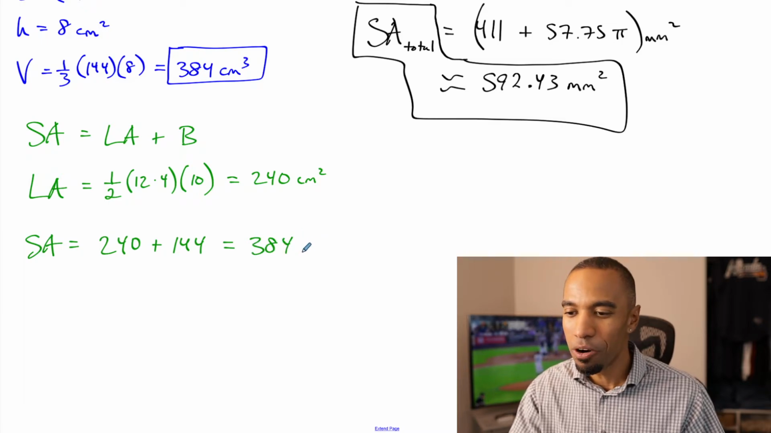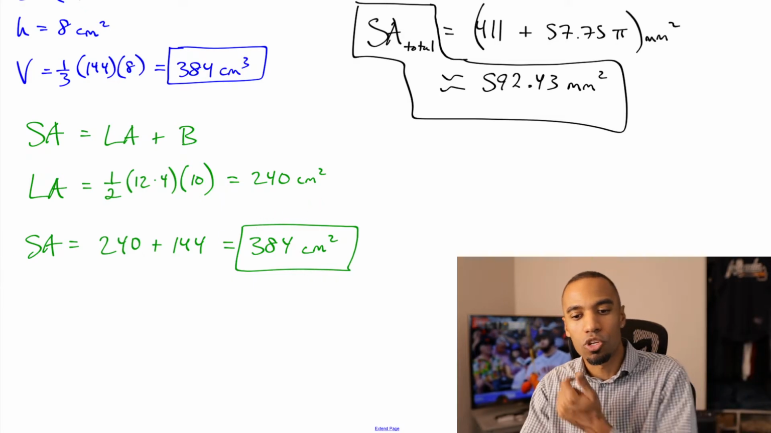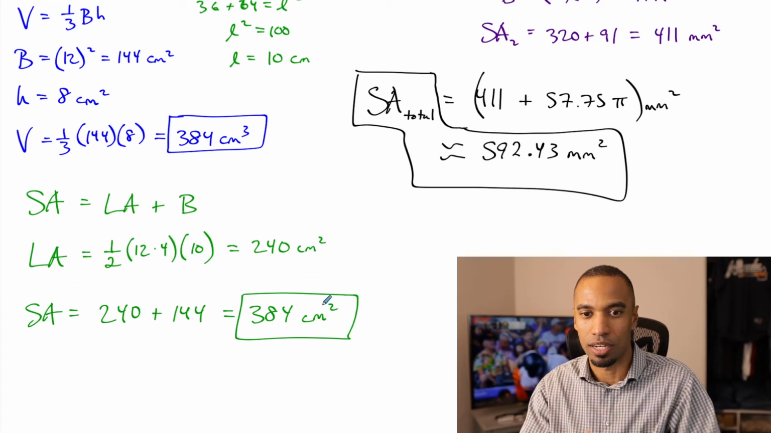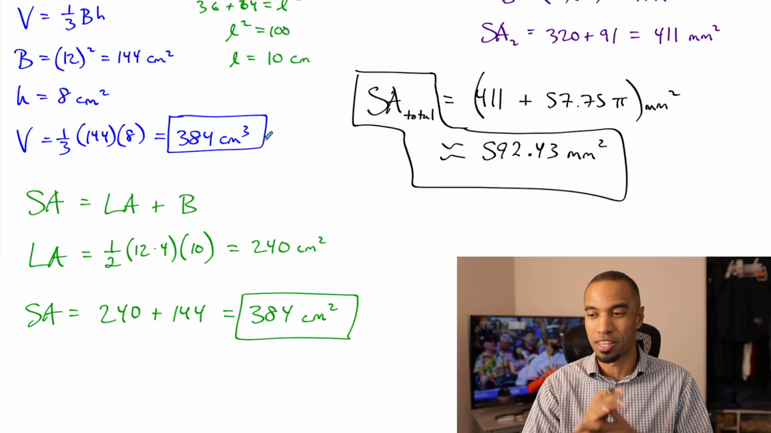Isn't that fun? No matter what you calculated, you get 384. This is the first time I did the problem. So no matter what, you get 384. Now, 1 square centimeter and 1 cubic centimeter don't mean the same thing. I'm just saying it's cool that you get the same number.